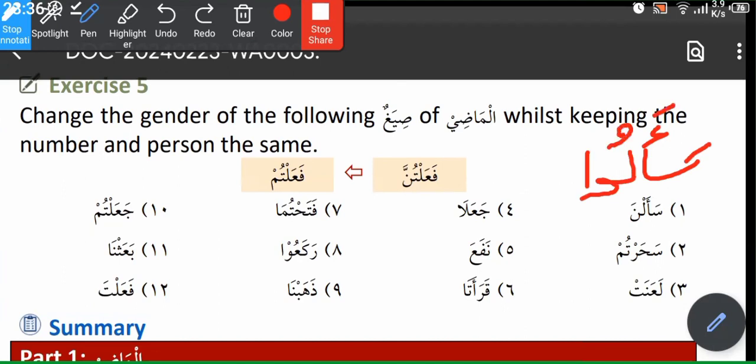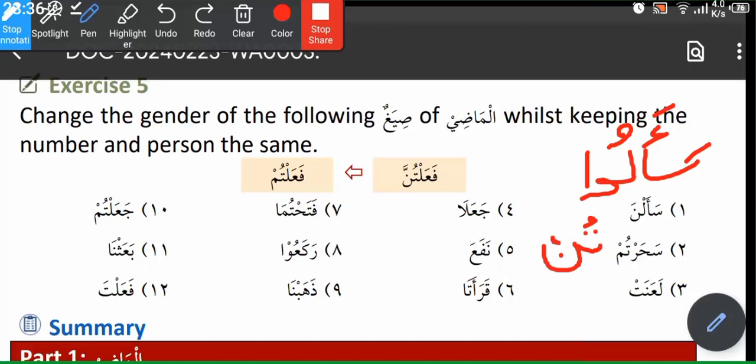Sa'alu. Okay. And then what about ja'ala? Number 2 is this one. Sahartum is sahartunna. Very good. So you don't change the verb, you only change the pronoun.